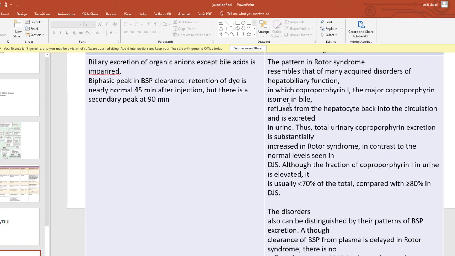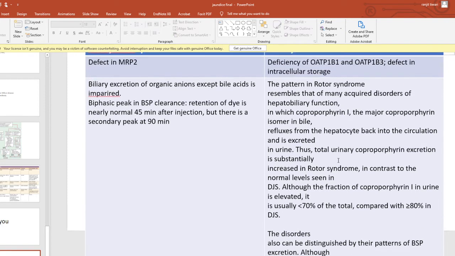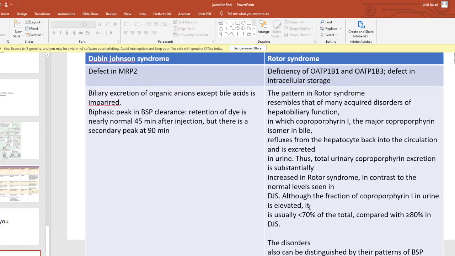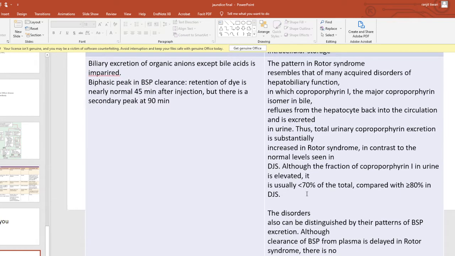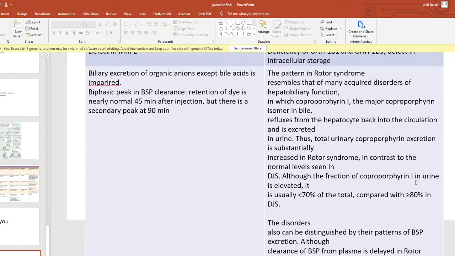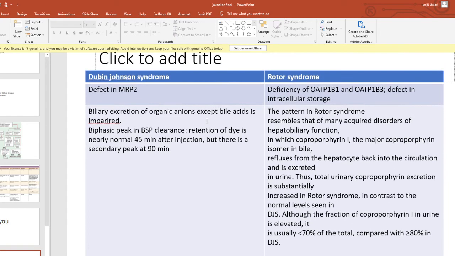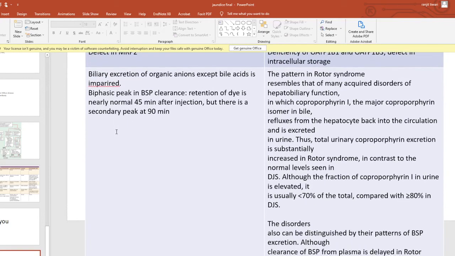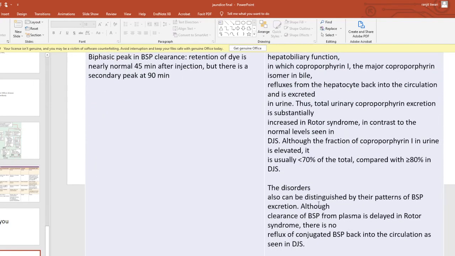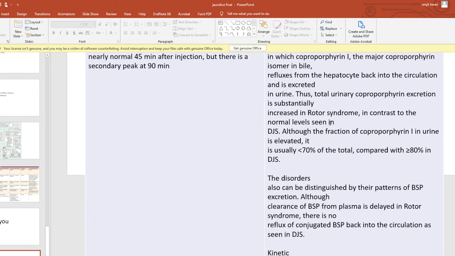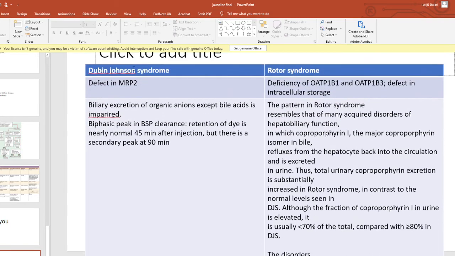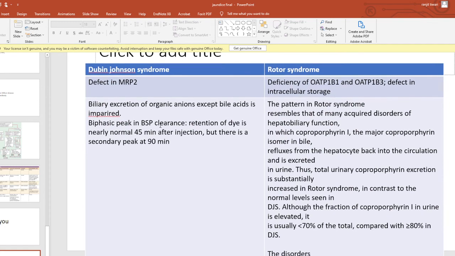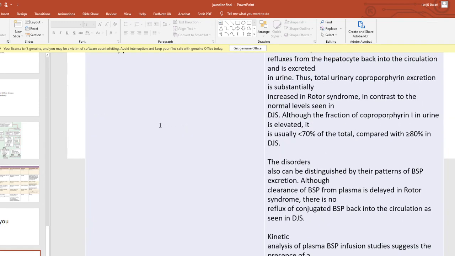Thus total urinary coproporphyrin excretion is substantially increased in Rotor syndrome, in contrast to the normal levels seen in Dubin-Johnson syndrome. Although the fraction of coproporphyrin 1 in urine is elevated, it is usually less than 70% of the total, compared to 80% or more in Dubin-Johnson syndrome. So here the excretion is greater than 80%, but in Rotor it is less than 70%, and the major fraction is coproporphyrin 1, but in Dubin-Johnson the major fraction is coproporphyrin 3. So that is another difference.